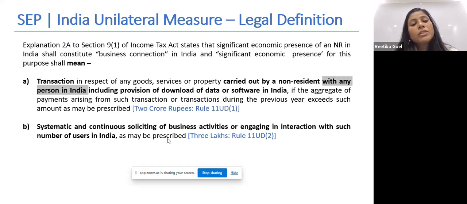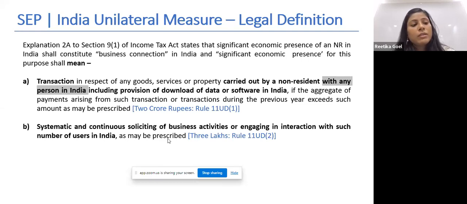Similarly, if the transaction is not revenue driven, rather it's user-base driven like Netflix or LinkedIn, then if your user base exceeds 3 lakh in totality, you will be considered to have significant economic presence.